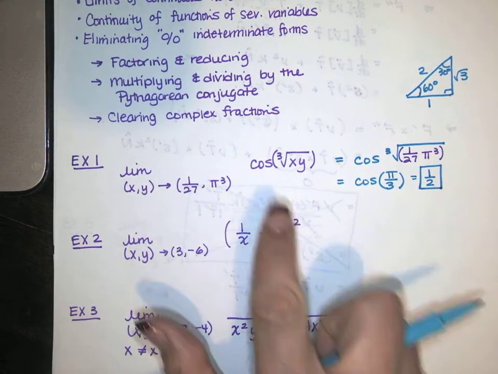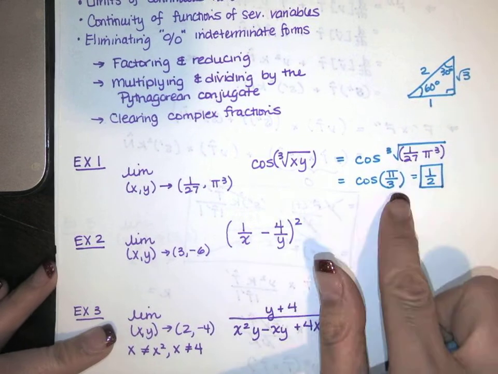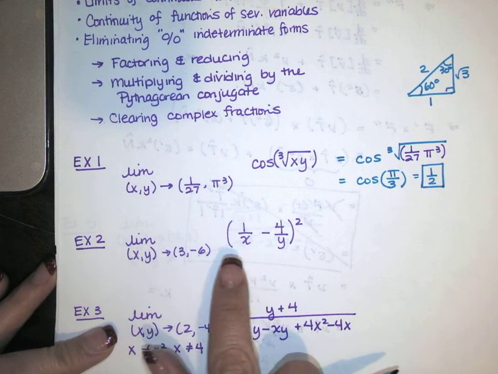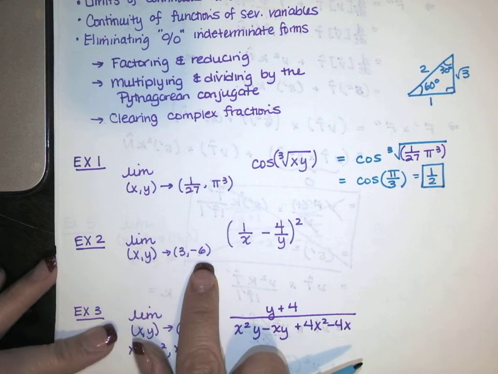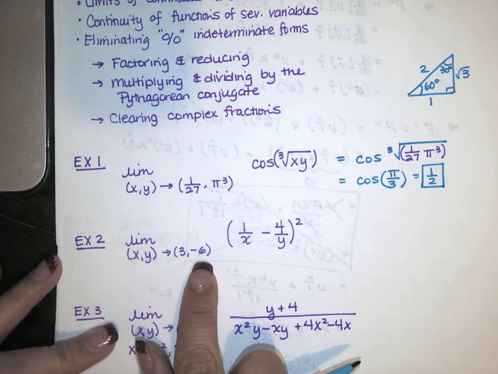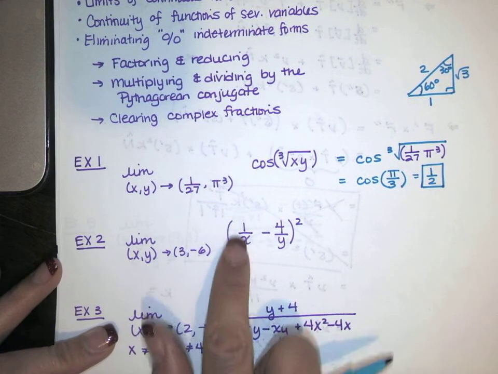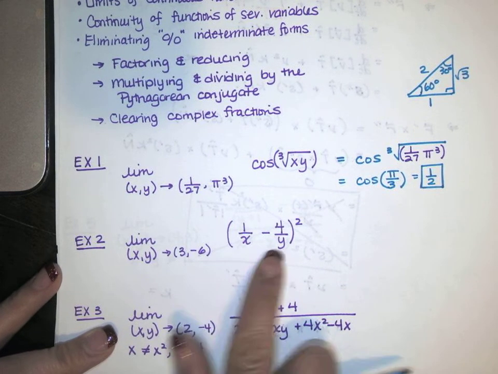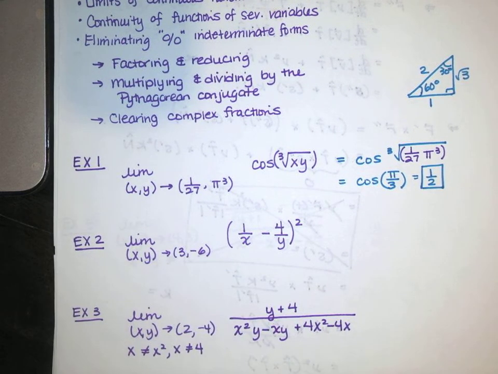So it's that easy. If the function's continuous, just plug in the point. That's going to give you the right answer. Now let's look at this. Is this function continuous at x equals 3 and y equals -6? Well, sure. I can't divide by 0, but x isn't 0. And I can't divide by 0 here. Y isn't 0. So we just plug in the x and the y.